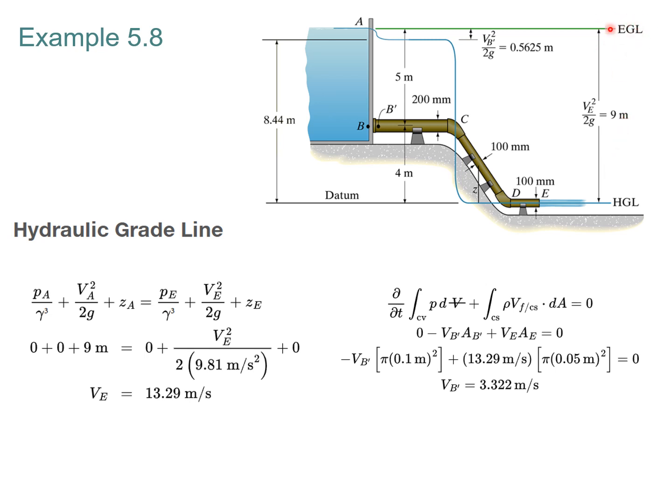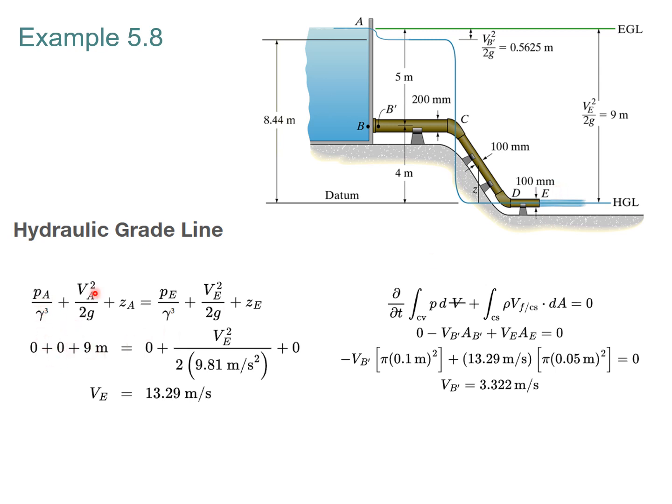It's 9 meters. So in order to find the HGL, we need to find the velocity at each of the points. So first of all, let's find the velocity at E. The velocity at E, we can use Bernoulli's equation for that. We know the information at A. We know the information at E. So we can plug that value in.